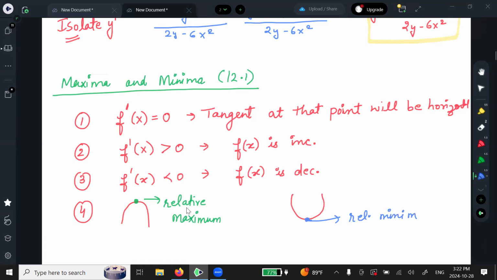Good job. Now let's talk about, well, that's it. Just remember that, okay? Now we come to finding these points, right? We're still in 12.1. Now, how do I find this?